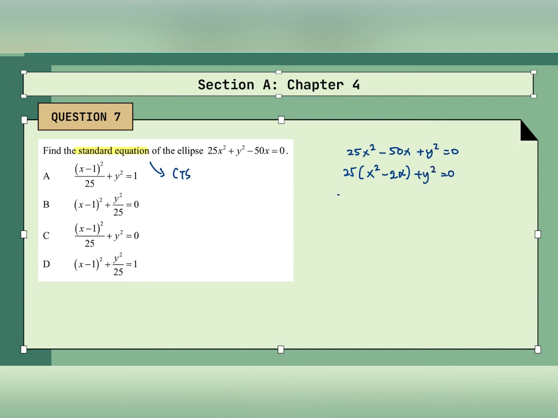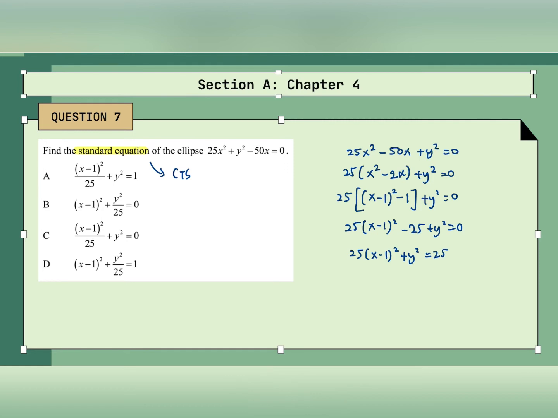Okay, and then 25 dekat luar. So, kita ada apa? X tolak 2 bahagi 2. 2 bahagi 2 akan jadi 1. So, x minus 1 squared minus 1 squared adalah 1 juga. Plus y squared equal to 0. So, 25 x tolak 1 squared tolak 25 tambah y square equal to 0. And then 25 x tolak 1 squared tambah y squared equals to 25.